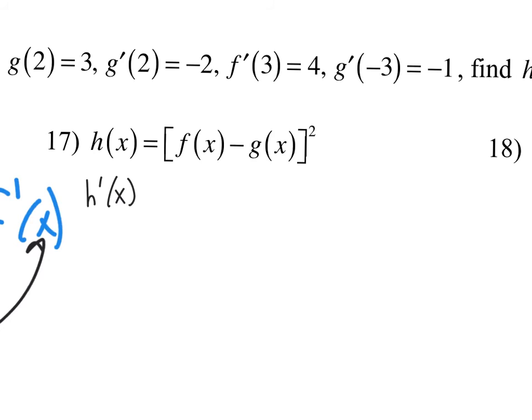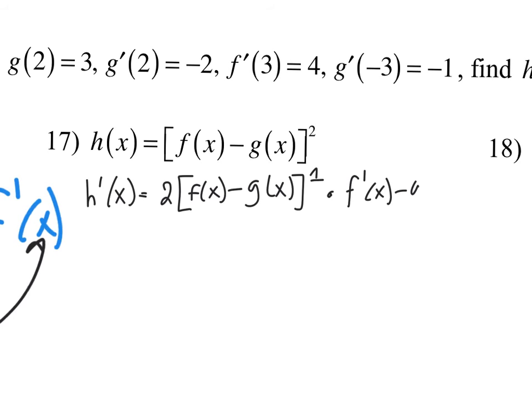H prime of x is equal to d outer, so 2 f of x minus g of x to the 1st power, because 2 minus 1. All right. And we cannot forget d stuff. That was d outer, and now we need to do d stuff. D stuff is f prime of x minus g prime of x, which is how you take the derivative of a difference. The derivative of a difference is the difference of the derivatives. So d outer times d stuff. And then we would do h prime of 3.